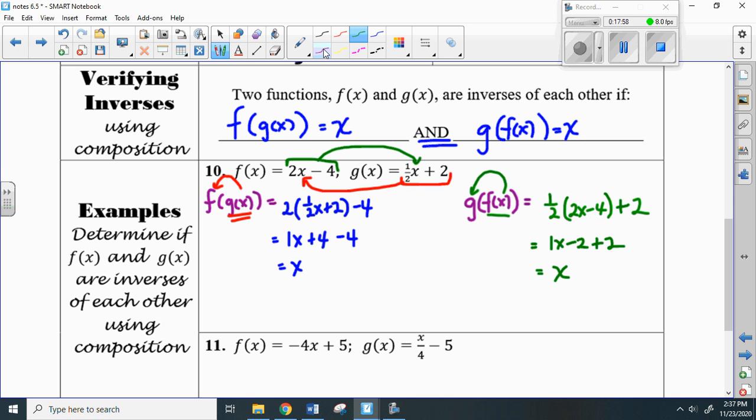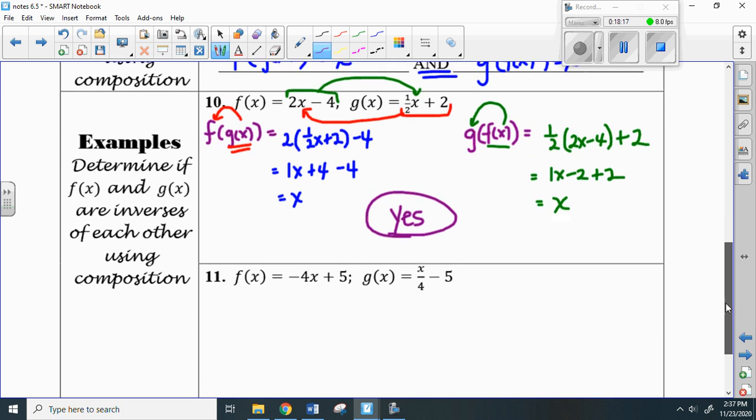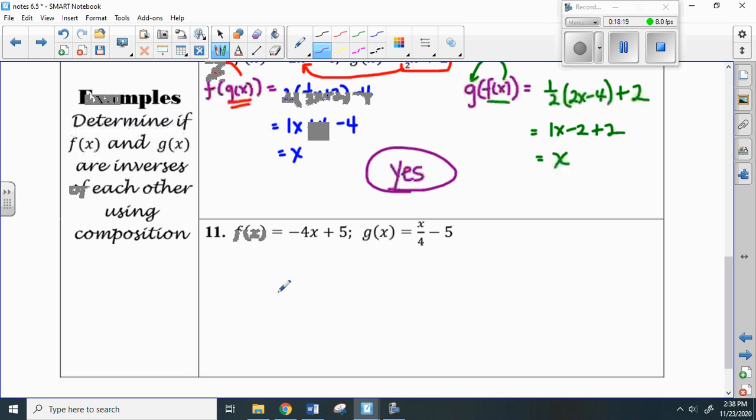And so the question was, are they inverses of each other? That's actually the question. And since we got an x for both, the answer is yes. If you get anything other than x, the answer is no. Okay? All right, so let's try another one.